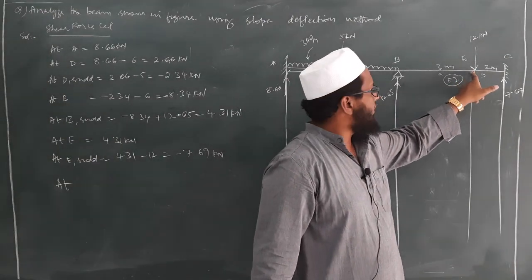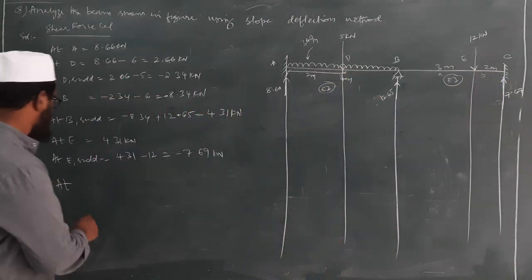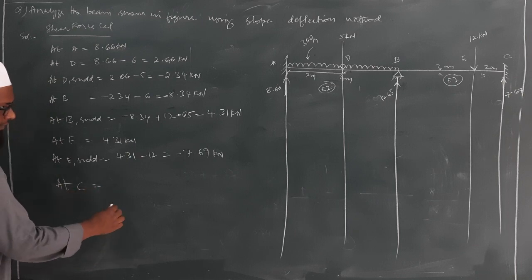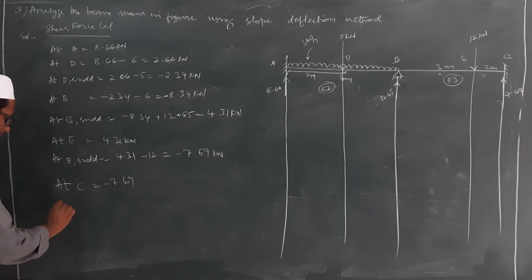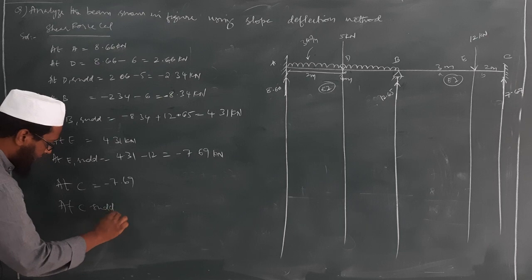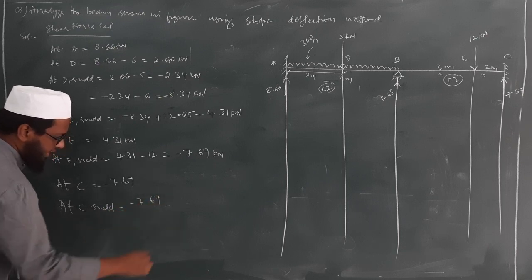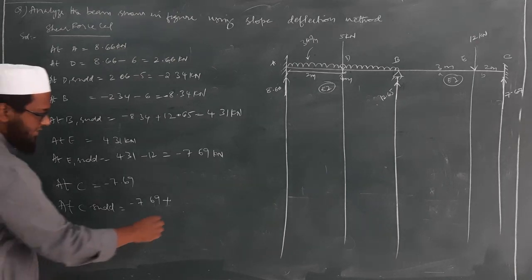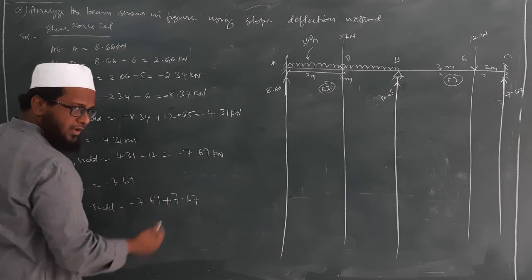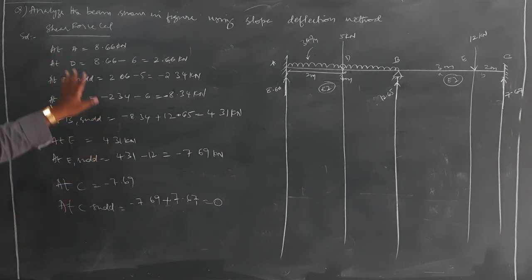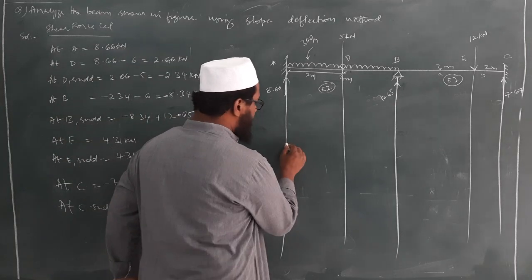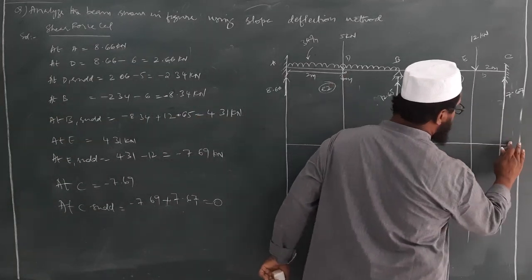Okay. Now E is over, we'll move to C. At C, what happens? Do we have any load in between? No load. So minus 7.69. At C we have a reaction which is going in upward direction. So at C suddenly, what is the previous value? Minus 7.69, plus it is going in upward direction. So plus 7.67, we got. So finally the answer is 0, almost equal to 0. So our calculation is correct, right? So now I will draw the shear force diagram.